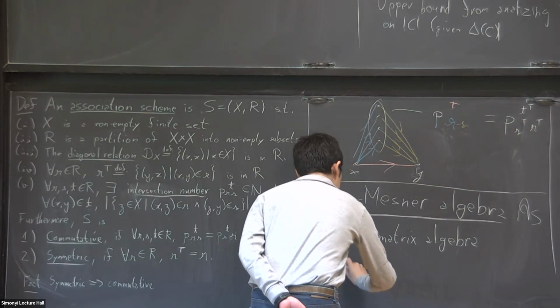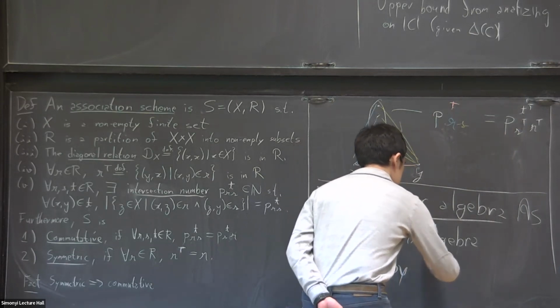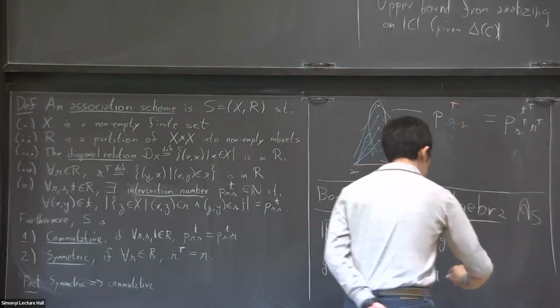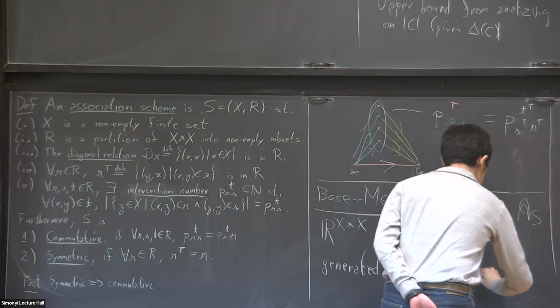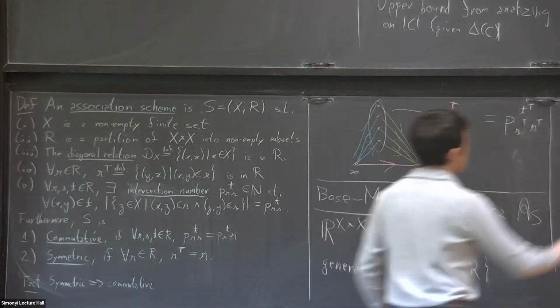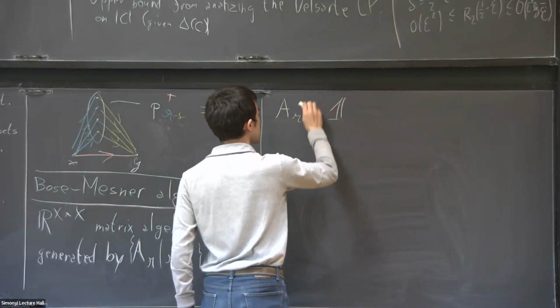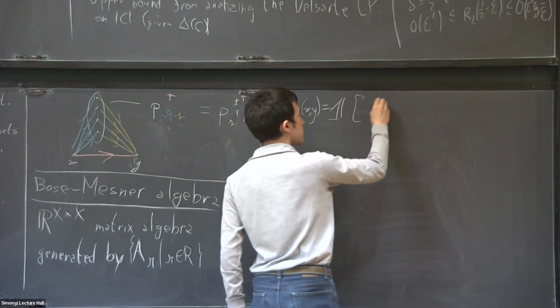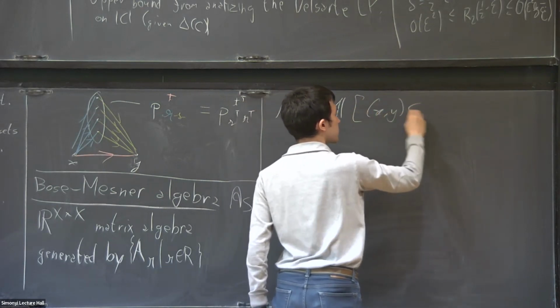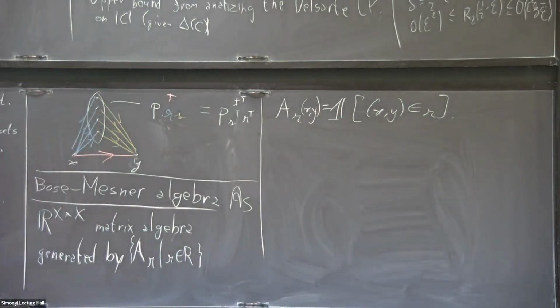generated by these matrices A_R, where A_R(x,y) is the indicator that (x,y) is in R. Okay, so this is the Bose-Mesner algebra of an association scheme.